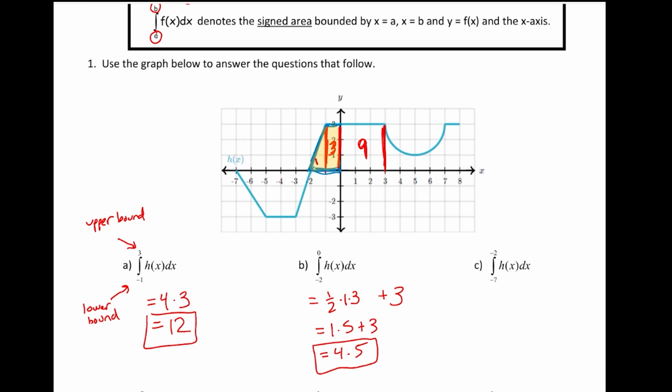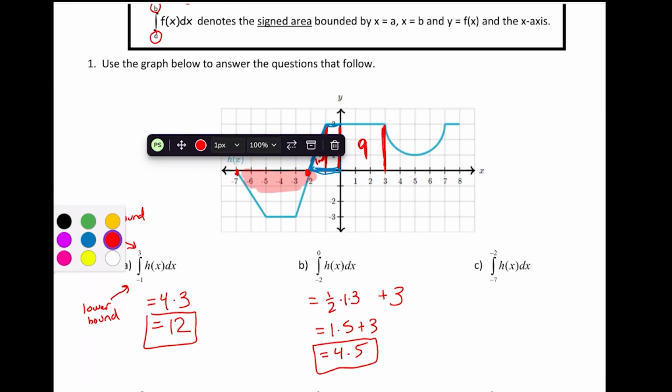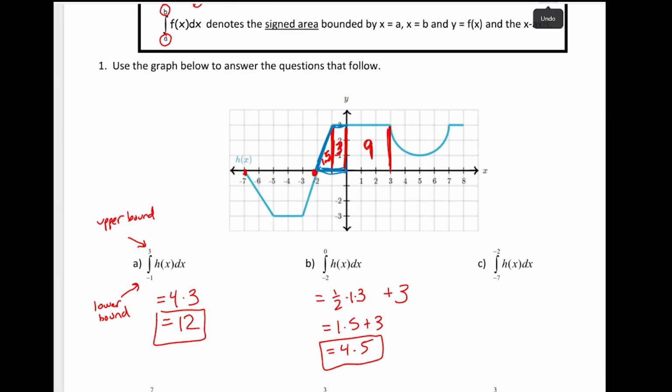So yeah, I'm going to write a little 1.5 in here so we remember that area of that little triangle is 1.5. That way we don't have to calculate it later. Okay, part C wants the area between -7 and 2. So that's between here and here. What it's asking for is the area between the curve and the x-axis.